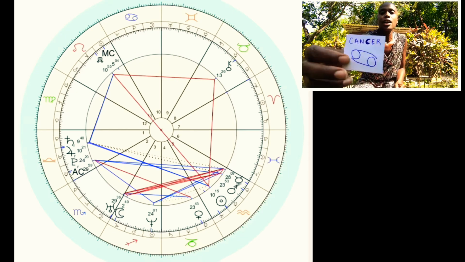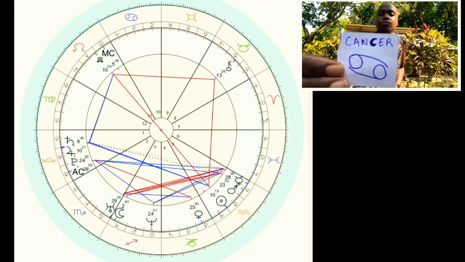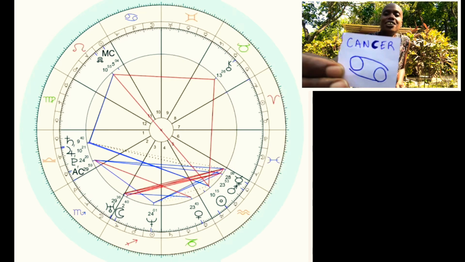Then the next one is Cancer. Find this on your chart and label it Cancer. It's a water element. Kind of looks like a 69. Find it on your chart, label it.